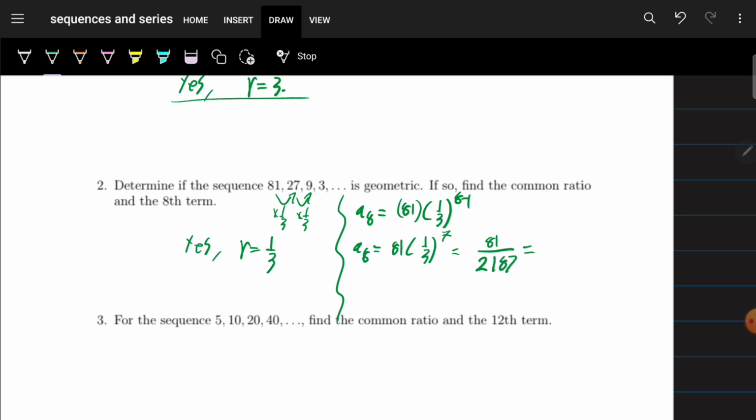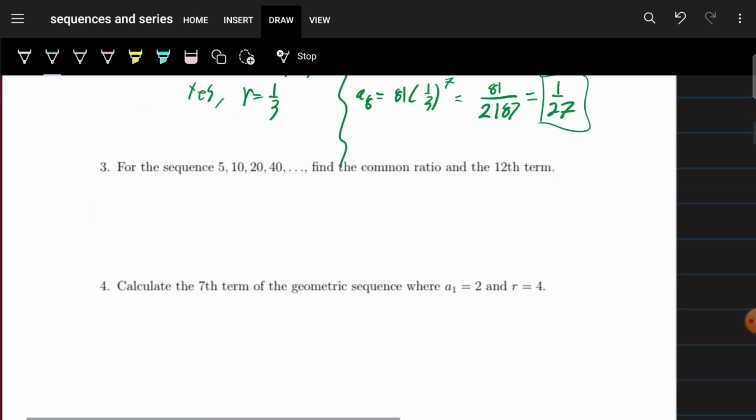2187. And we're going to notice that both the top and the bottom are divisible by 3. They're actually both divisible by 9 as well. And if we simplify this fraction, we get 1 over 27. So that's the 8th term. I got this by just dividing the top by 81 and also the bottom by 81. We can simplify this fraction essentially by dividing by 3 and checking to see if we can simplify more.